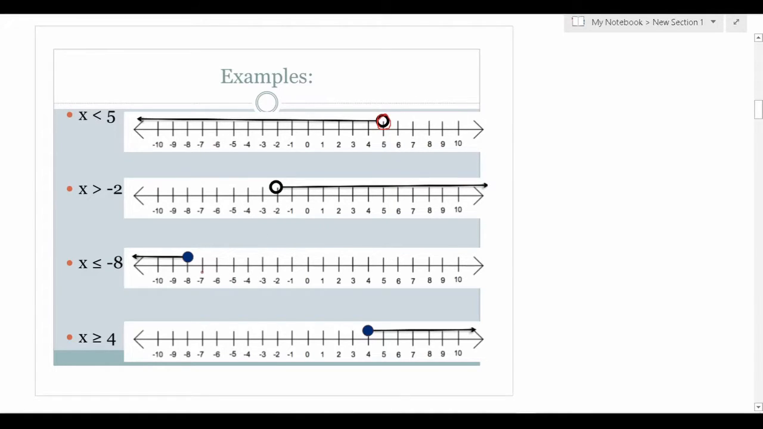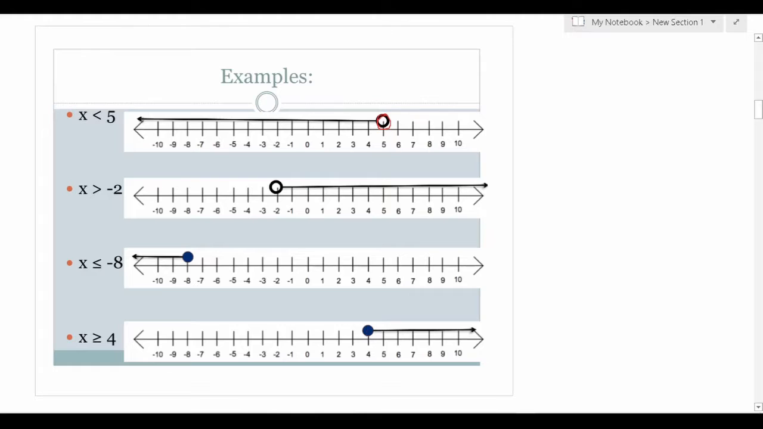We have x less than or equal to negative 8. So as we can see, we put a closed circle above negative 8, and then the direction of the arrow goes to the left, implying that all these values under the line are in fact less than negative 8, which they are. And finally, we have x greater than or equal to 4.